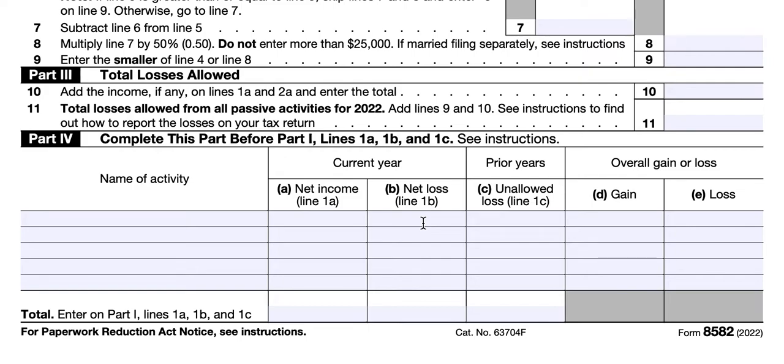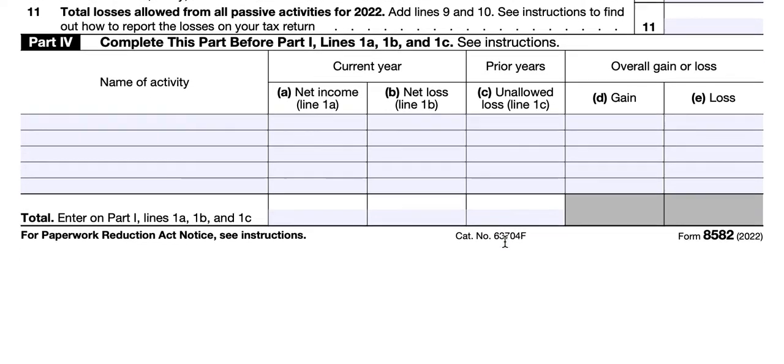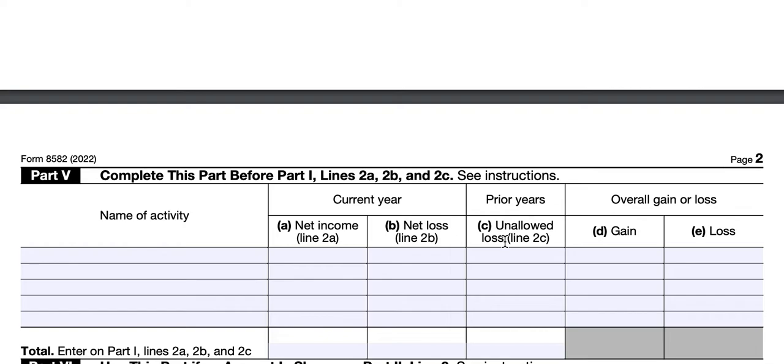For example, a Schedule E rental activity has current year profit of $5,000 and a Form 4797 gain of $2,000. You would enter $7,000 in column A. In Part 5, you will complete this section in a similar manner as Part 4: name of the activity, net income, net loss, unallowed loss, overall gain or loss.